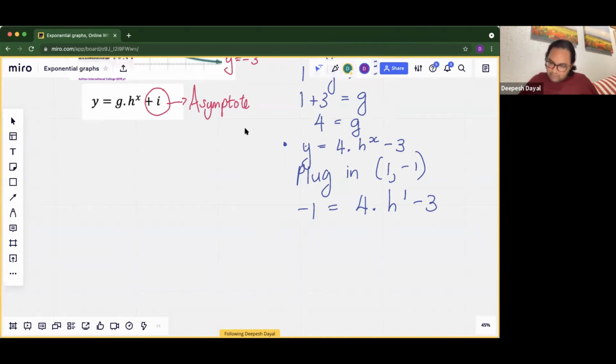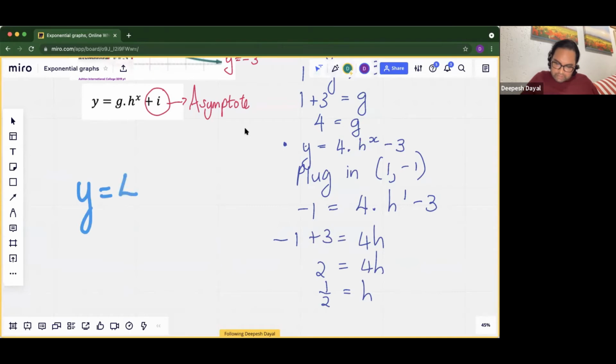Asamahle. Okay, so I've got your 4H equals, you're going to take the 3 over, so it's minus 1 plus 3, which is 2 equals 4H, right? So H equals half. Well done. So we've got the final equation now, which is Y equals G4 times half to the power X minus 3. And that is your equation officially for this graph, right?